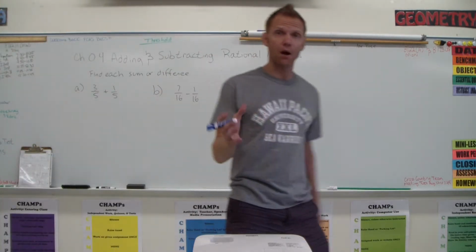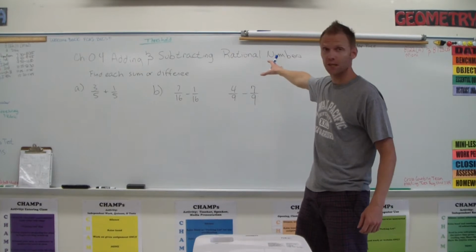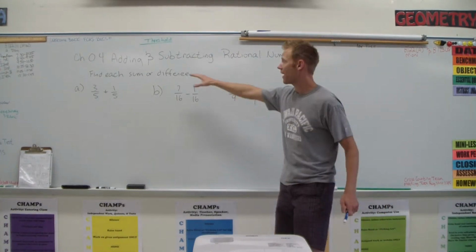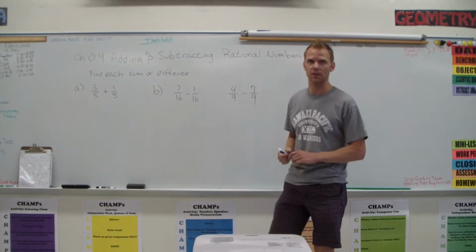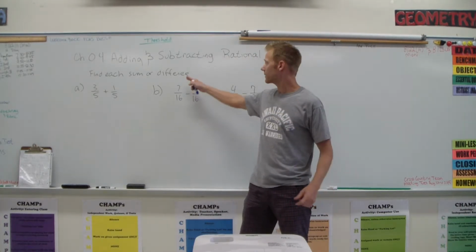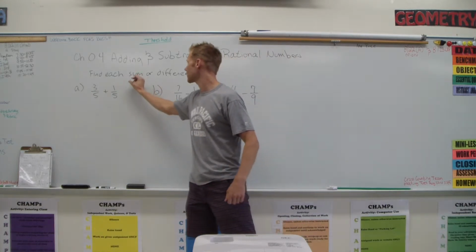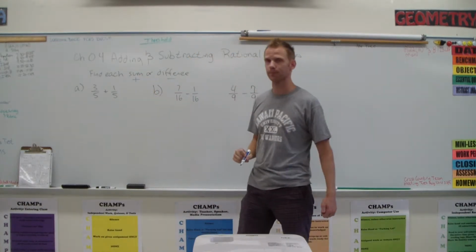All right, now we're getting into the meat and potatoes of today's lesson. Remember, we're adding and subtracting rational numbers, and we're going to find the sum or the difference of these numbers. A sum is simply the answer to an addition problem, and the difference is the answer to a subtraction problem. Sum is addition, difference is subtraction.